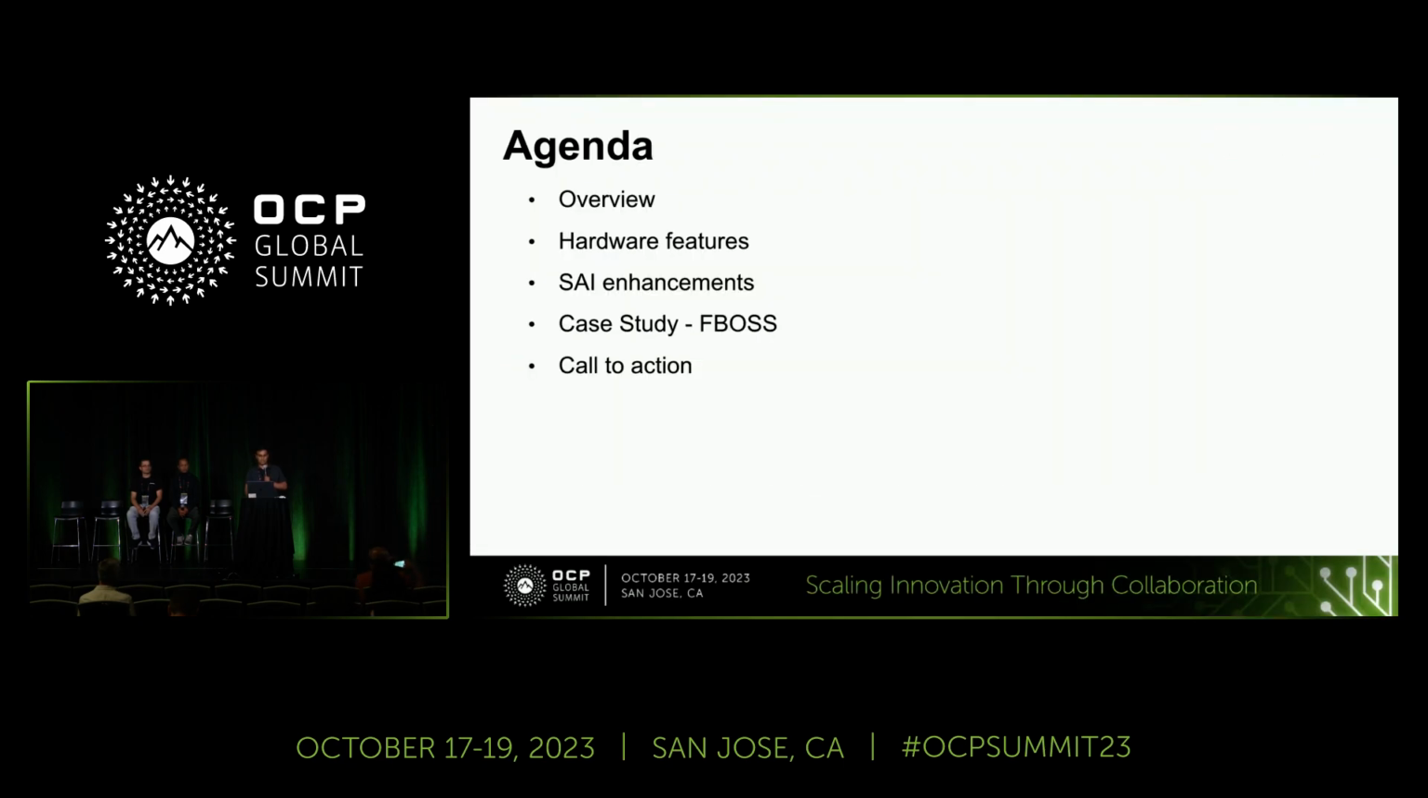So here is the agenda for the talk. First, I'm going to provide an overview of the use case, the solution that we came up with, and some of the challenges that we faced in SAI. Jay is going to talk about some of the hardware features that made this solution possible and some of the enhancements that were done to the SAI spec. Shri is going to cover FOS as a case study for implementation and rollout of this feature, and is going to cover the call to action also.